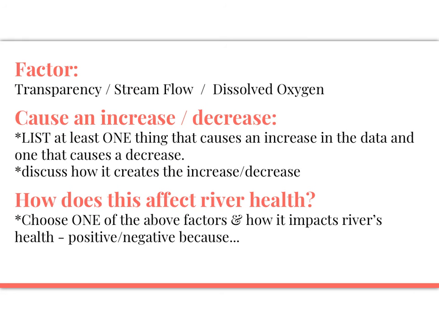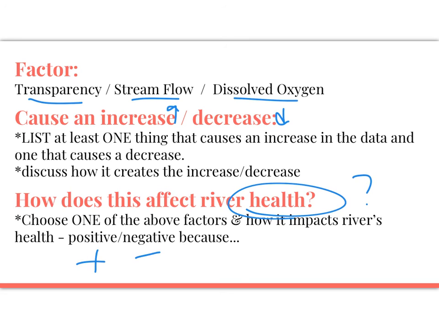So again, big picture, what we're thinking here is for each one of these factors, we want to know what are some things that cause increases and decreases within that factor, and what does that mean for the river's health? Are they good or bad for the river and the organisms that live in it?